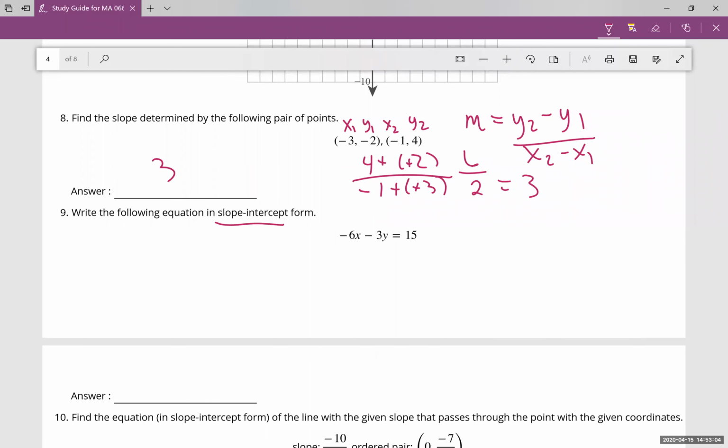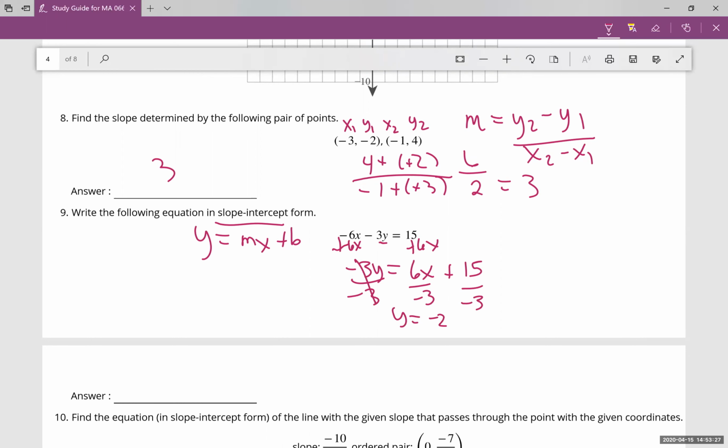All right, this one we need to write into slope-intercept form. All we must do is get this y on a side by itself. So let's start by adding the 6x to both sides. So I have negative 3y equals 6x plus 15. Then I divide every single term by that negative 3. Y equals negative 2x, and then that's going to become a minus 5. So that's the answer. Y equals negative 2x minus 5.